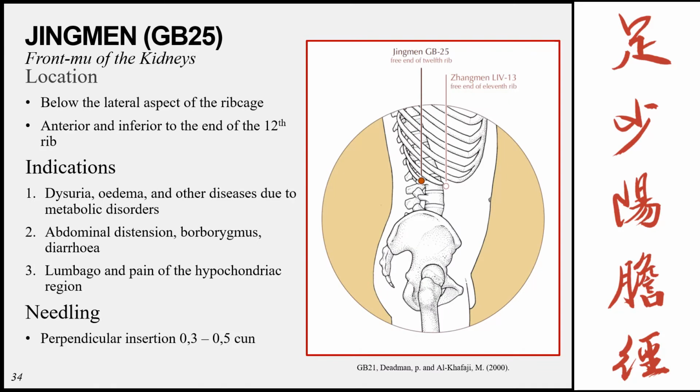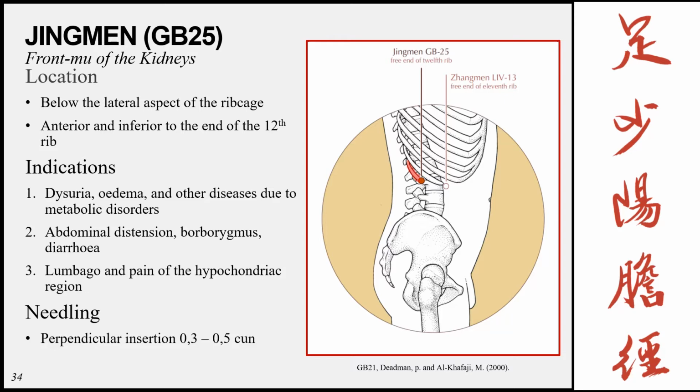The next point is JINGMEN, GB25. This point is the front mu of the kidneys. The function of front mus is similar to the function of back shu. It gives the point additional functions on the corresponding organ. Like the front mu of the kidneys can treat conditions of the kidneys. The location of JINGMEN is below the lateral aspect of the rib cage. So it's on the lateral side of the body, and it's anterior and inferior to the end of the 12th rib. So you've got to count the ribs down to the 12th rib over here, and then we're going anterior and inferior, and that's JINGMEN.